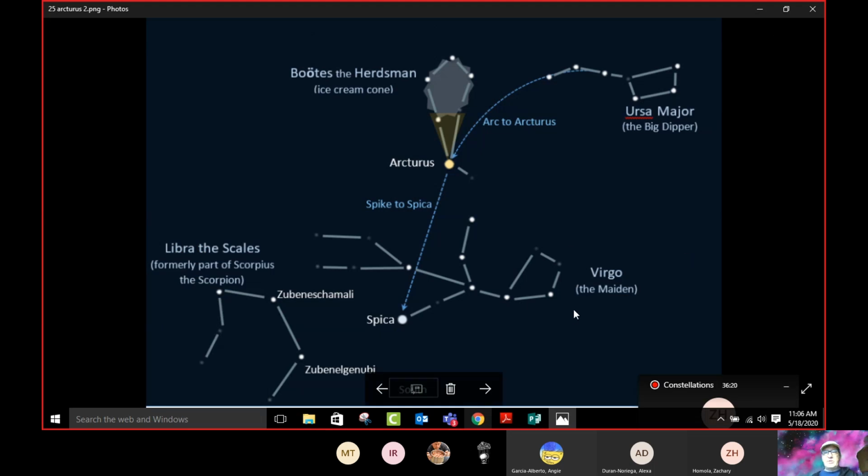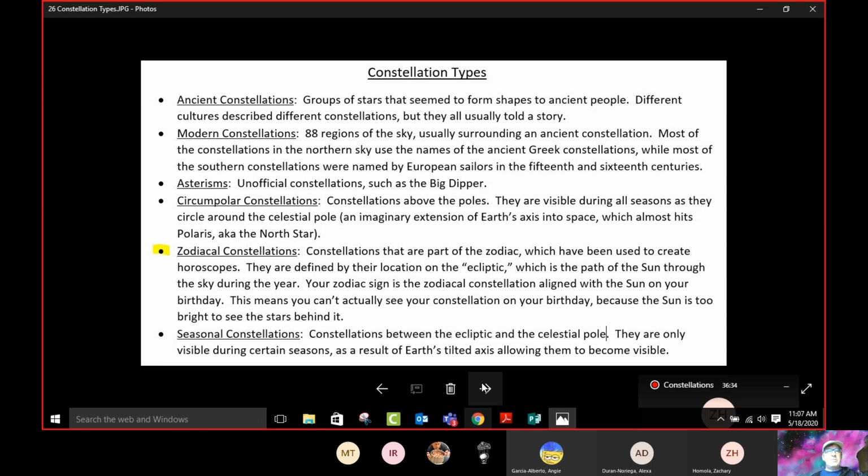So this is just demonstrating how you can use these constellations to find your way around the sky and find other constellations. Once you get oriented with the Big Dipper, then you can find these other things. Okay, that takes care of circumpolar. Let's write down a couple notes about zodiacal constellations.